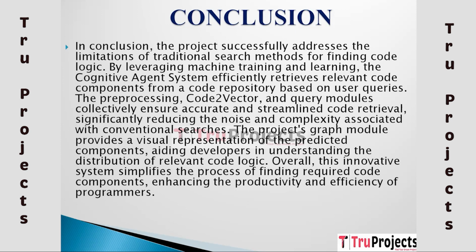for locating code logic. The cognitive agent system efficiently obtains appropriate code components from a code repository based on user queries by leveraging machine learning and training. The preparation, code to vector and query modules work together to provide accurate and speedy code retrieval, decreasing the noise and complexity associated with traditional searches dramatically. The project's graph module visualizes the expected components, assisting developers in comprehending the distribution of key code logic. Overall, this revolutionary solution streamlines the process of locating essential code components, increasing programmers' productivity and efficiency.